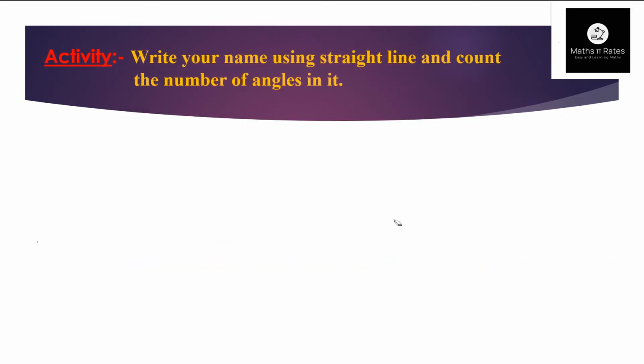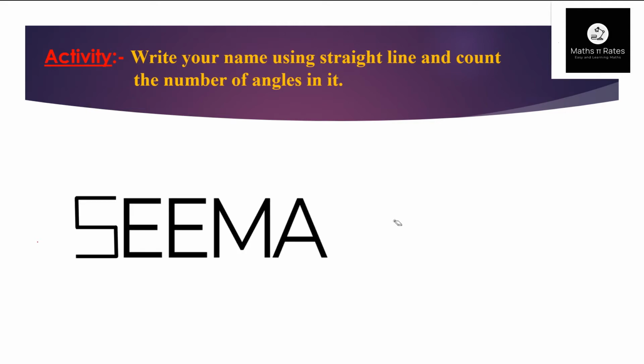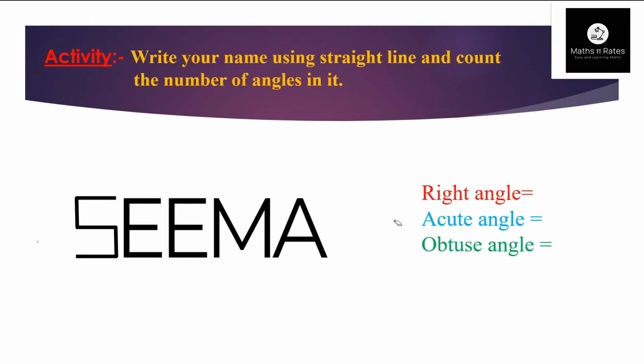Now we will understand angles in names with the help of an activity. So write your name using straight line and count the number of angles in it. Let us consider the name Seema. Now we will count right angles, acute angle and obtuse angle in all the alphabets in the word Seema.